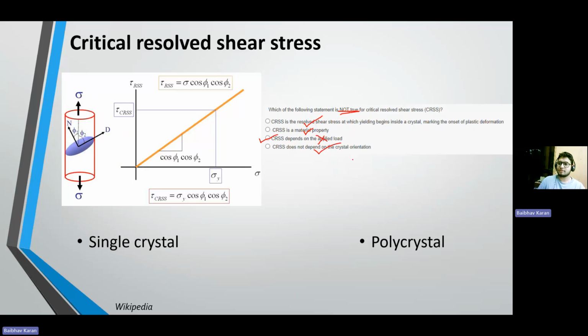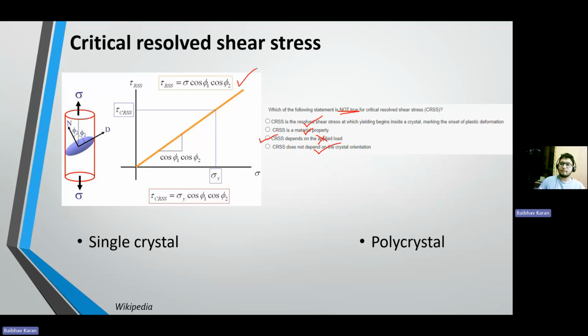Does not depend upon the crystal orientation. Does it depend upon the crystal orientation? How the crystals are oriented? Sorry, I by mistake forgot. My mistake. I told you that it depends. It does not depend upon the crystal orientation. Of course, it does not depend upon the crystal orientation. May it be crystal oriented along 1, 1, 0, we just need a value of this.